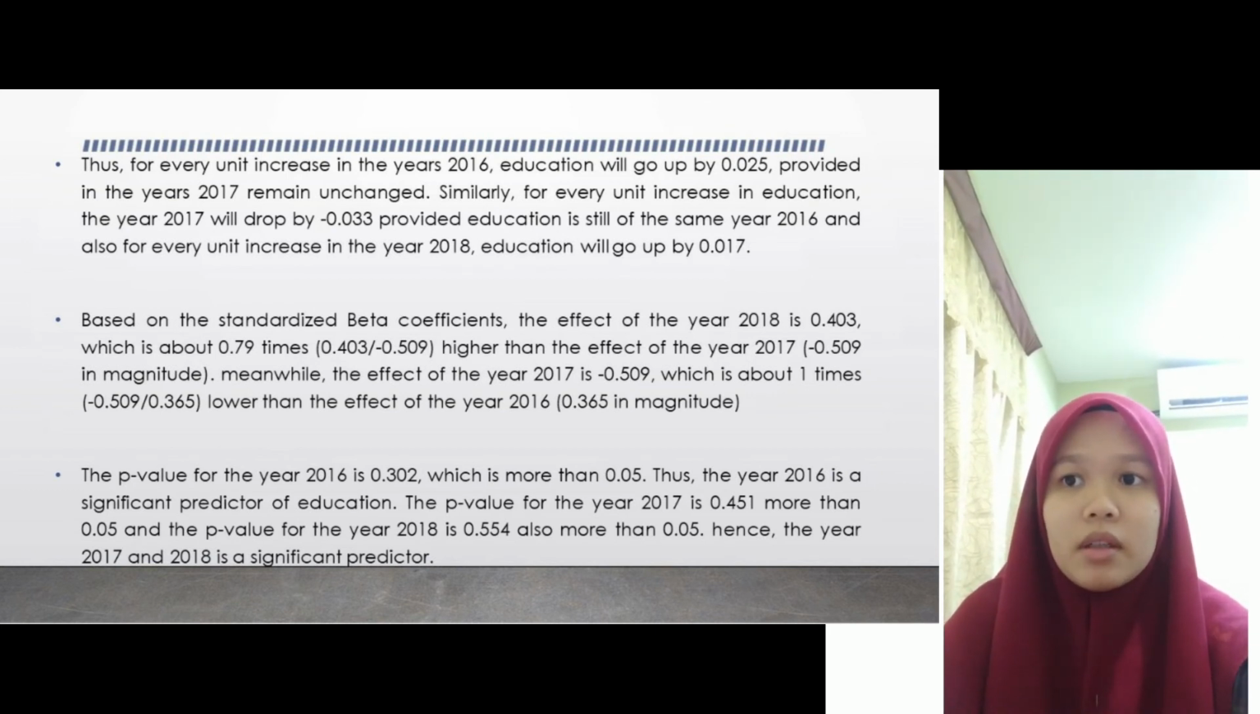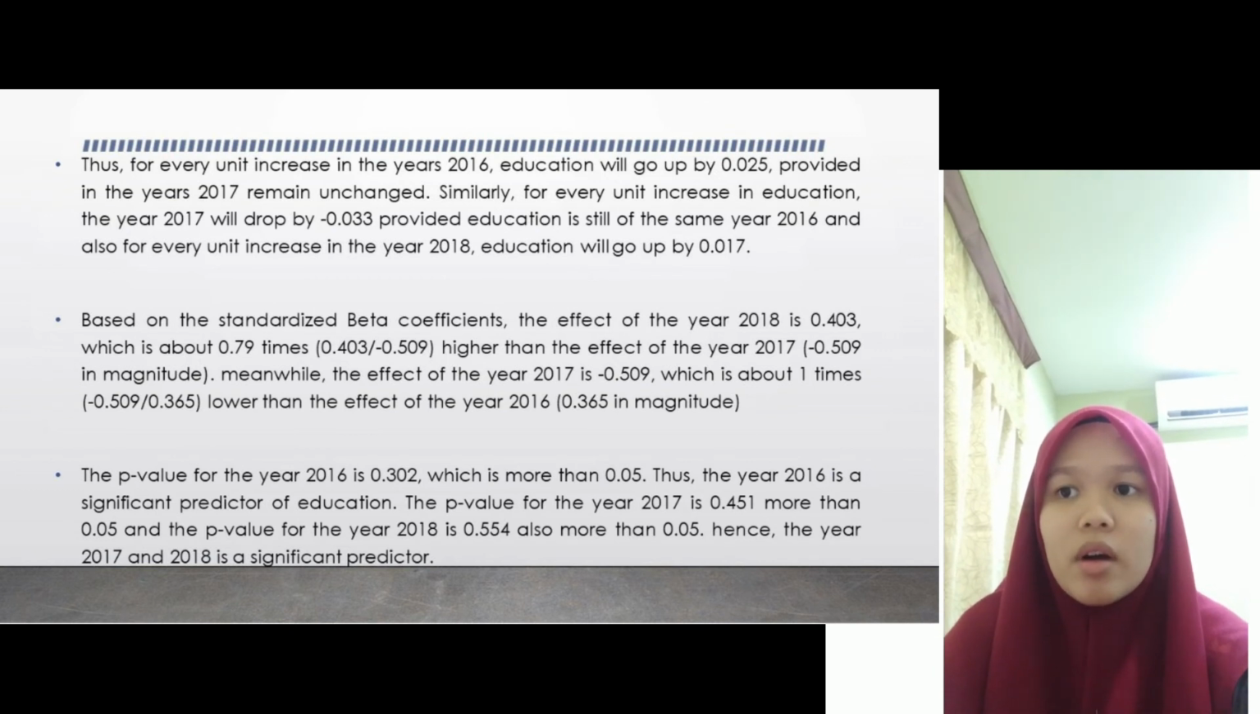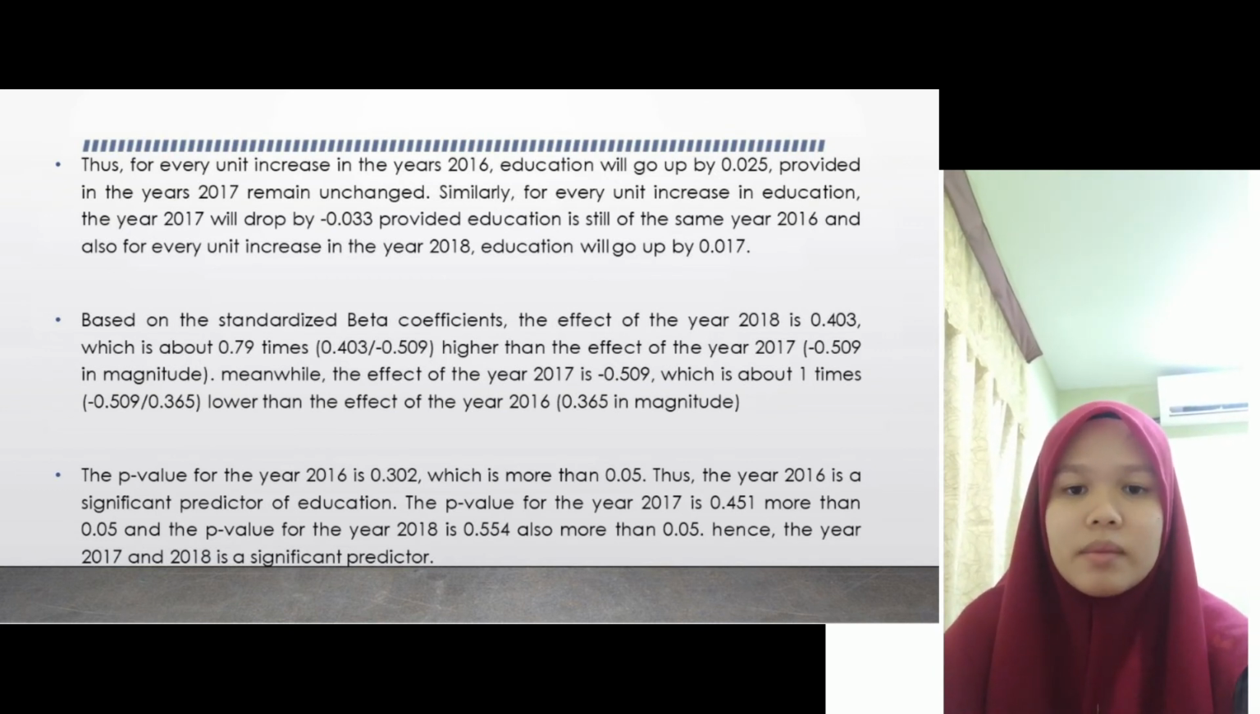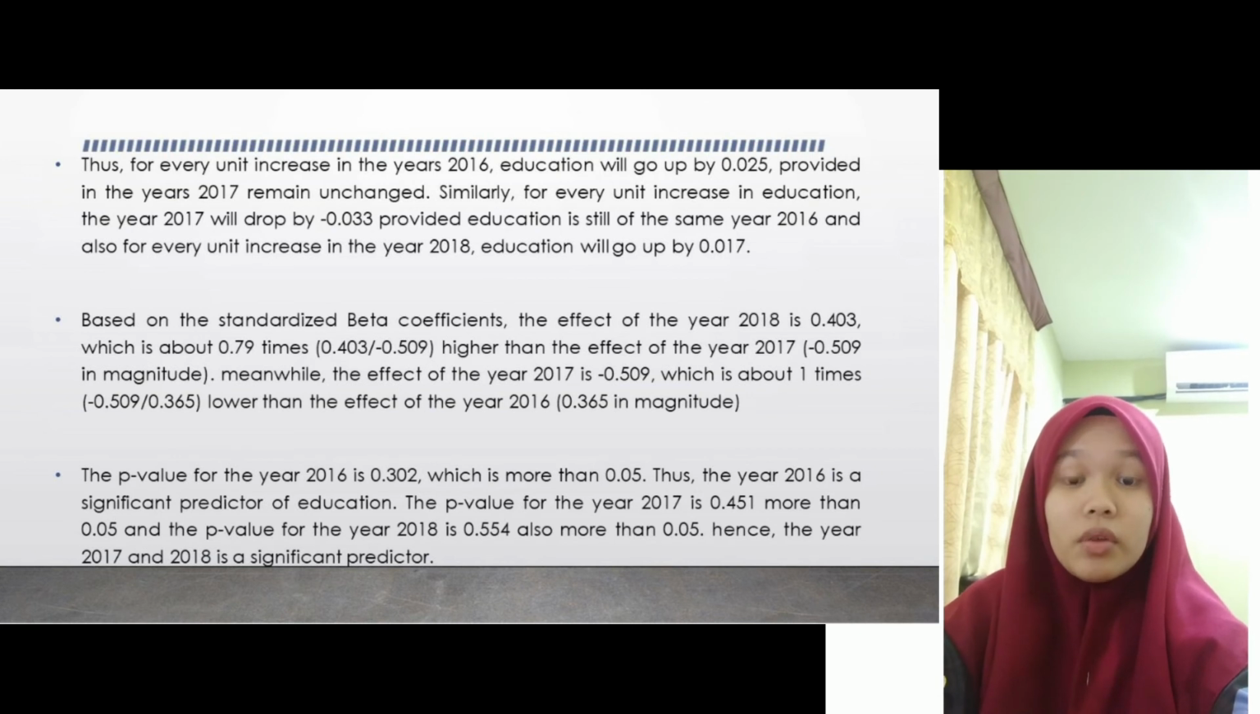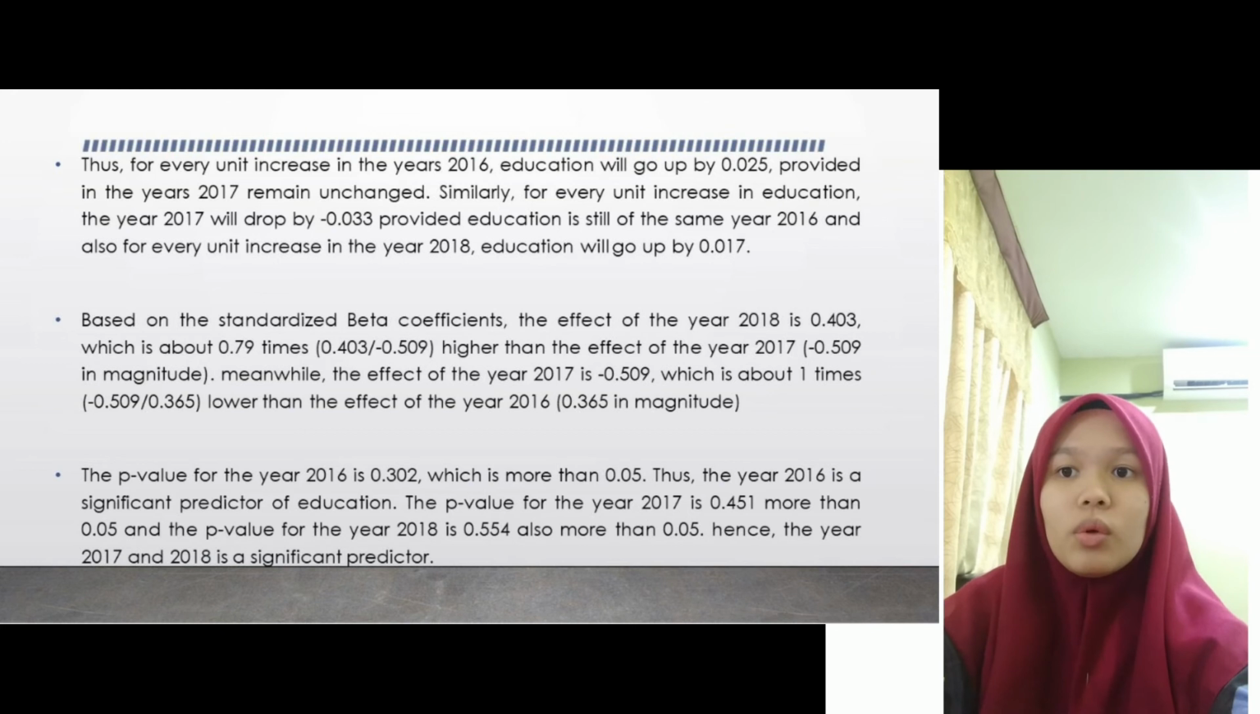Based on the standard beta coefficient, the effect of the year 2018 is 0.403, which is about 0.79 times higher than the effect of the year 2017. Meanwhile, the effect of the year 2017 is negative 0.509, which is about 1 time lower than the effect of the year 2016. The p-value for the year 2016 is 0.302, which is more than 0.05.